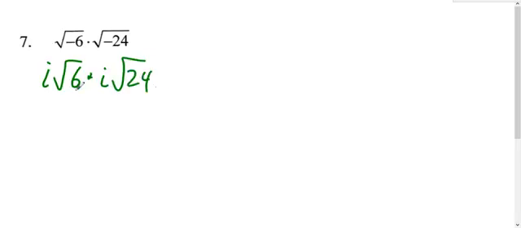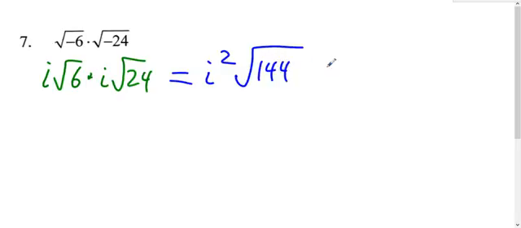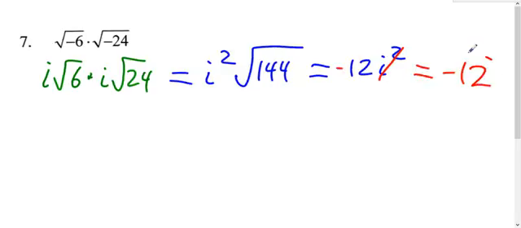You can either simplify the square roots first, or you can wait and do it later. After you multiply, it doesn't really matter. i times i would be i squared. If you just multiply the 6 times the 24, you get 144. And then the square root of 144 is 12. So this is 12i squared. But i squared is -1. So the final answer is -12.